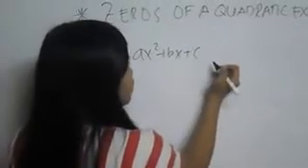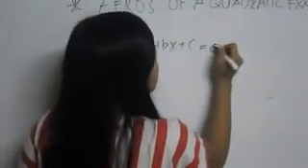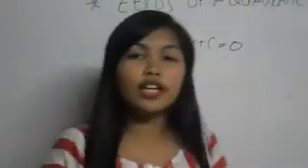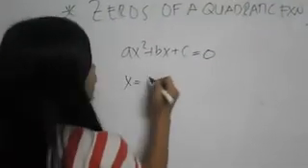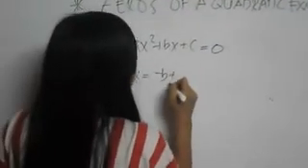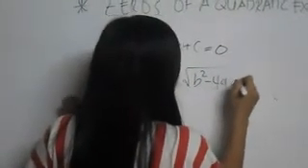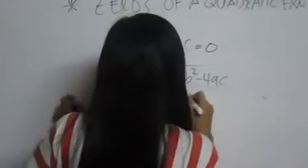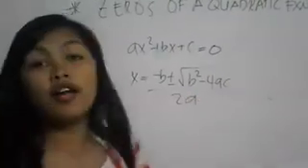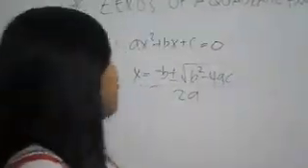Next, determining the zeros of a quadratic function by using the quadratic formula. Given the quadratic function ax squared plus bx plus c equals 0, x is equal to negative b plus or minus the square root of b squared minus 4ac, all over 2a. This is the formula for a quadratic function.